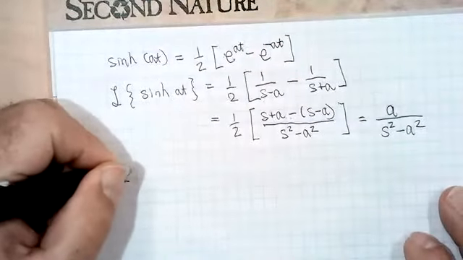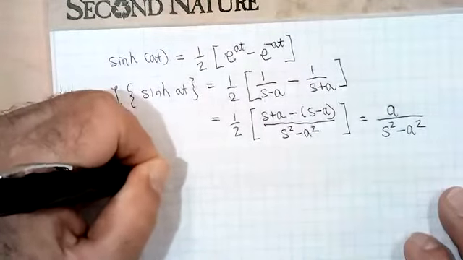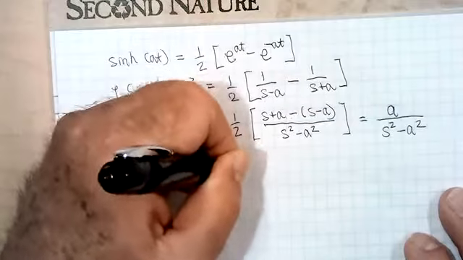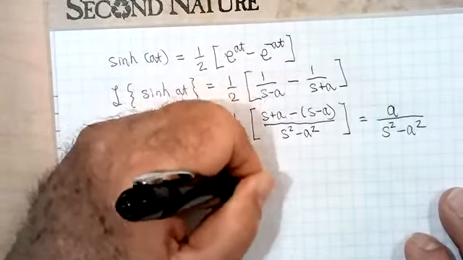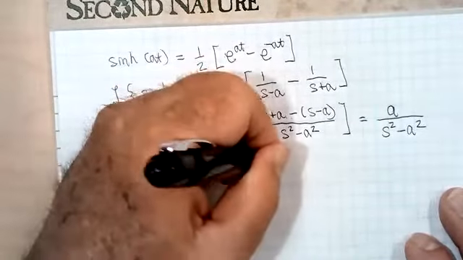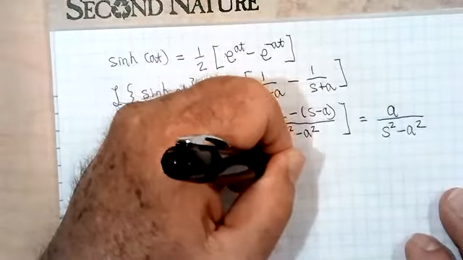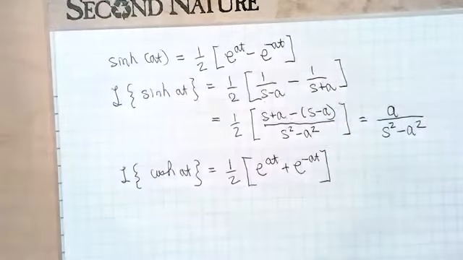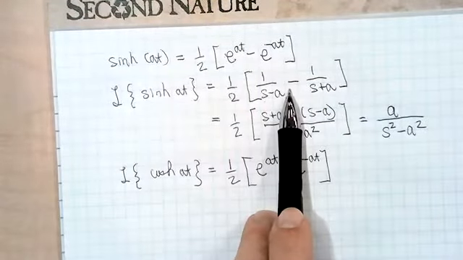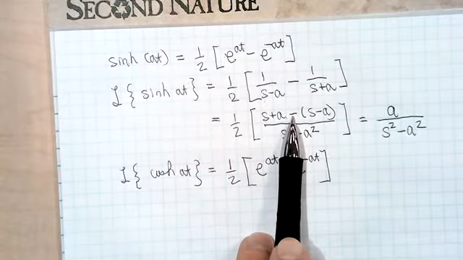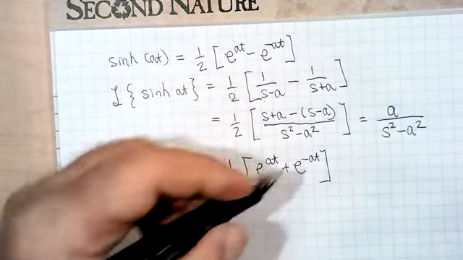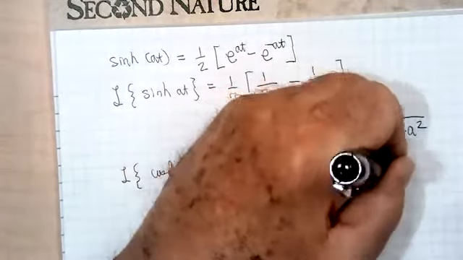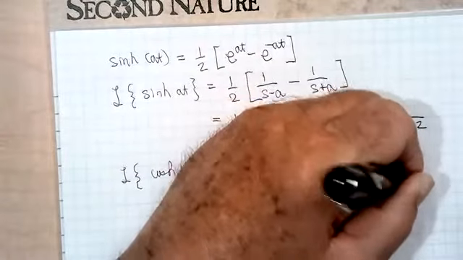And the Laplace transform of cosh is the same thing. You start from the definition of sinh and cosh. And the only difference is, instead of a minus here, you'll have a plus, and a plus here. So that's going to become a 2s. So this, divided by 2, will be s over s squared minus a squared.